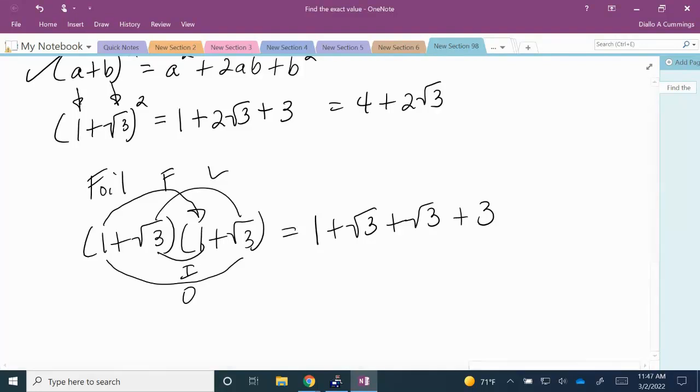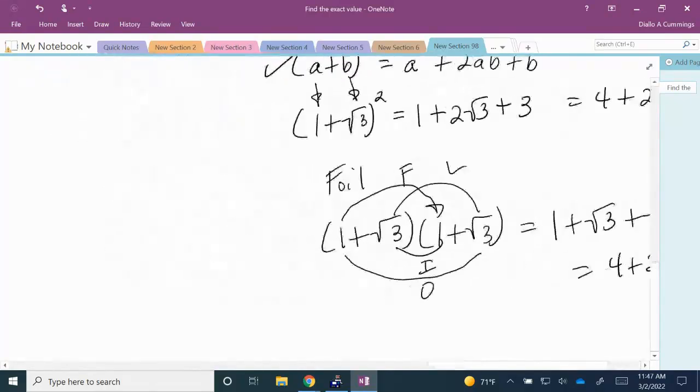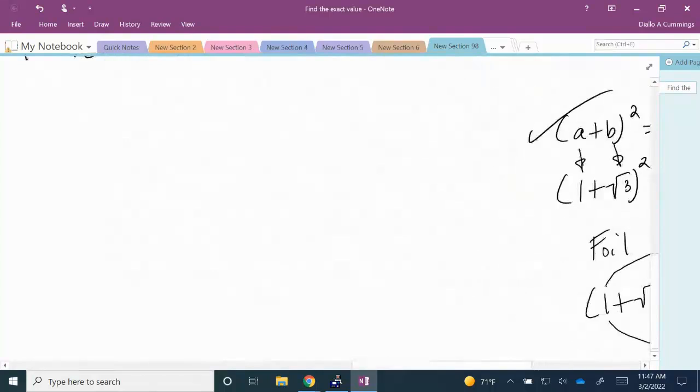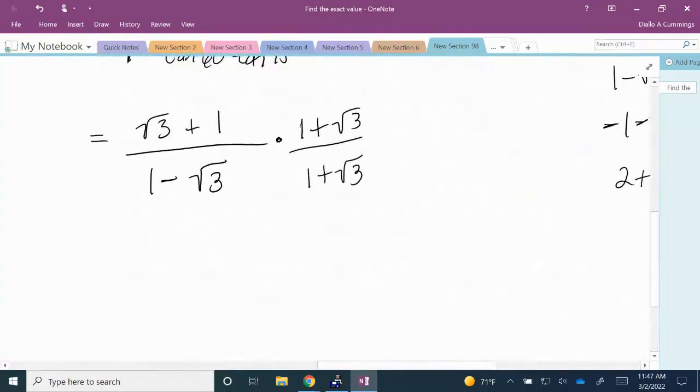And then I will combine like terms. So 1 plus 3 is 4. 1 square root of 3 plus another square root of 3 gives me altogether 2 square roots of 3. So that's our numerator. That's equal to 4 plus 2 square root of 3.